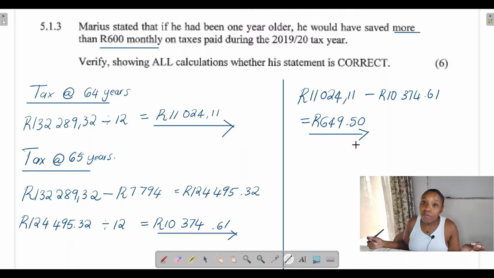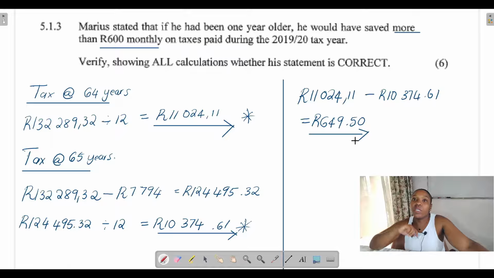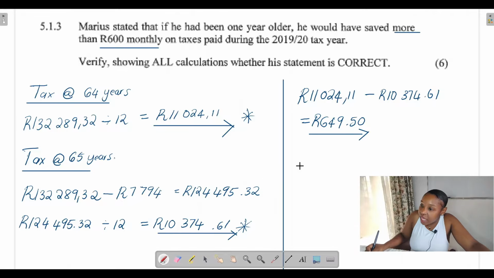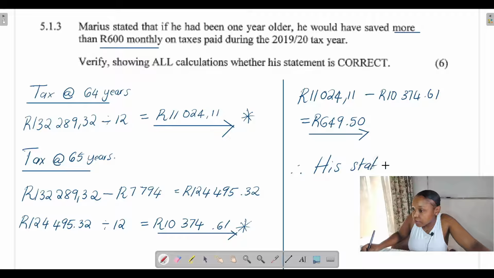649 rand 50 cents less, right? Because we see that is how much he's currently paying now. And that is how much he would pay if he was 65 years old. So we can see this amount is less than that amount, meaning that when he's 65 years old, he will pay 649 rand 50 cents less than he would pay when he was 64 years old. Therefore, we can now conclude that his statement was correct.